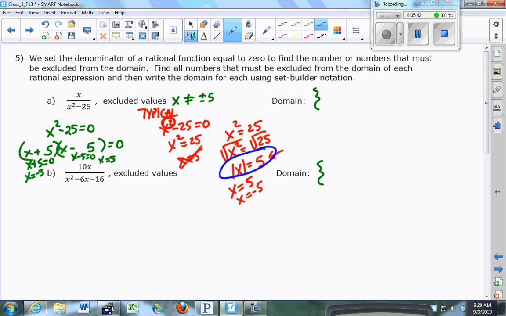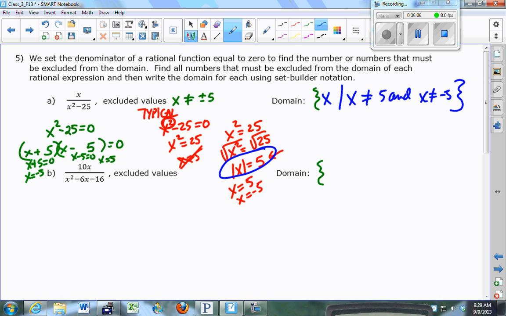Or you can factor this. Your other choice is to use the quadratic equation on x squared minus 25 equals 0. It's a lot of work, though, for something you can do very quickly. So the domain here is all x except x cannot be 5 and x cannot be negative 5. That's what the domain looks like.